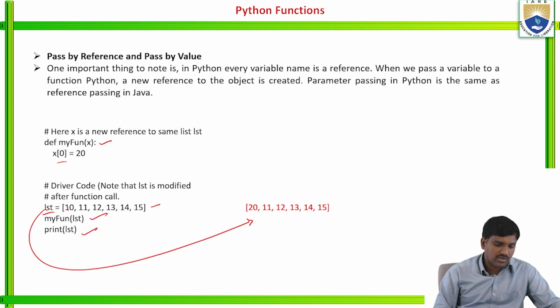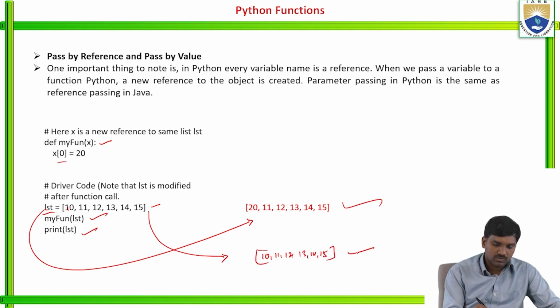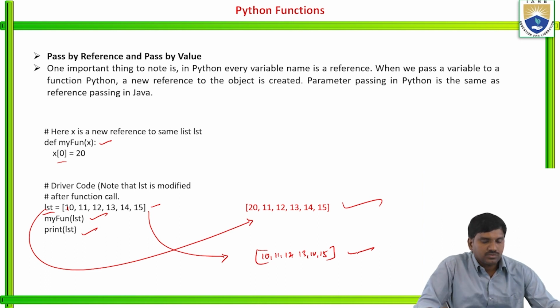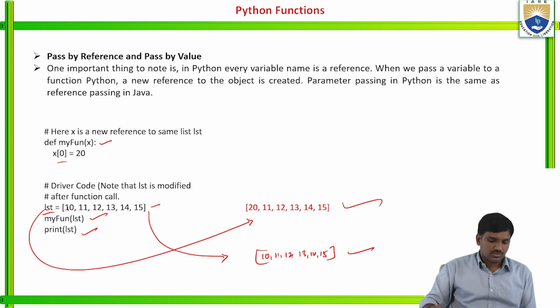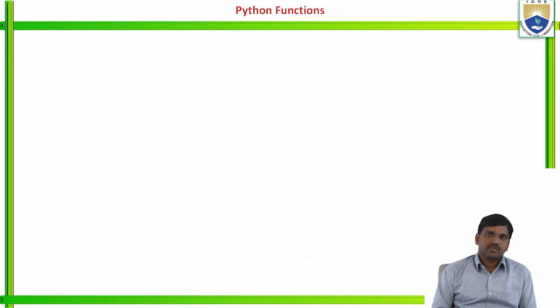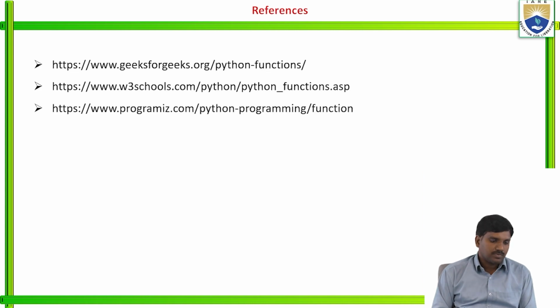Next, pass by value. The same example with a string will be executed, and 10, 11, 12, 13, 14, 15 will be displayed at the output. So this is a simple example program for pass by reference and pass by value. These are some important functions and concepts available in Python.